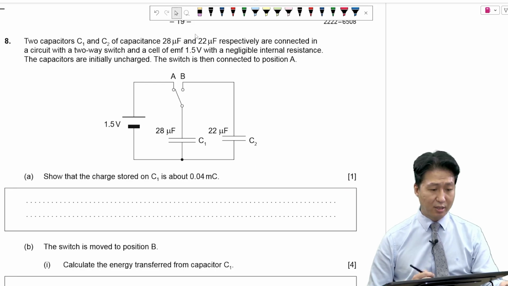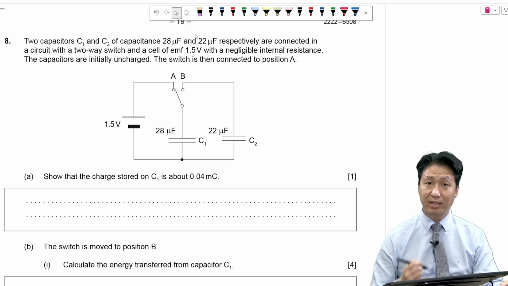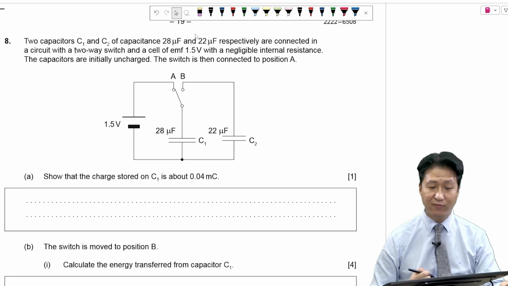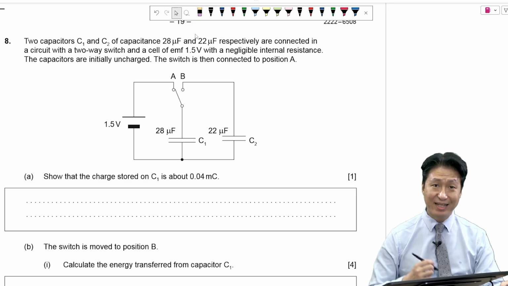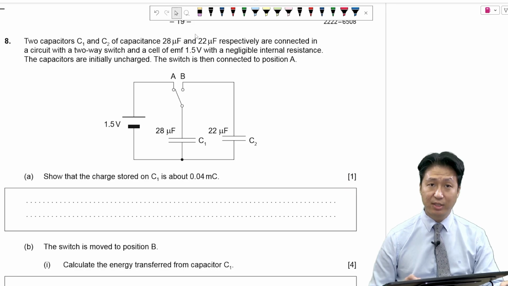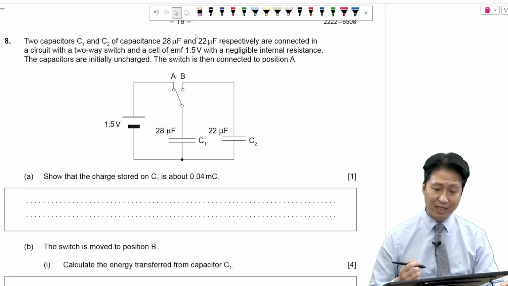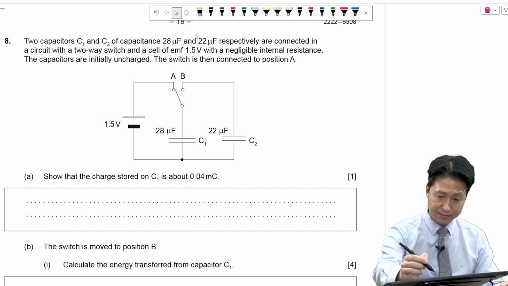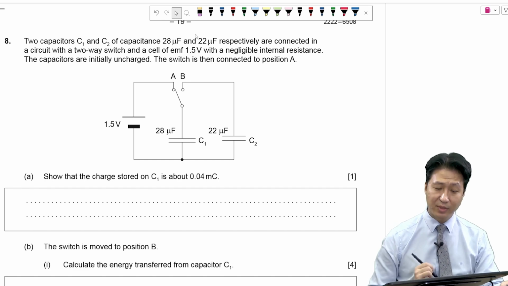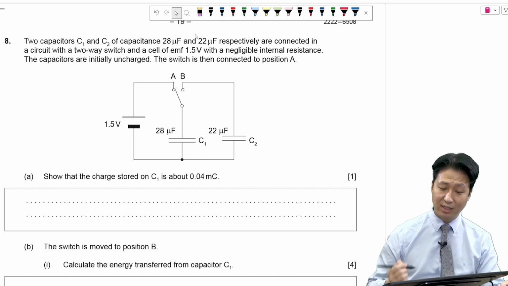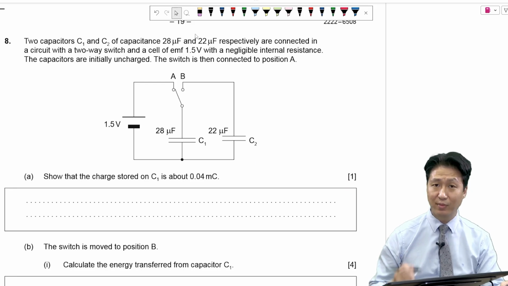Question number 8, it says two capacitors C1 and C2 of capacitance 28 microfarads and 22 microfarads respectively are connected in a circuit with a two-way switch and a cell of 1.5 volts EMF. And it has a negligible internal resistance. The capacitors are initially uncharged. The switch is then connected to a position A. Part A, show that this charge stored in C1 is about 0.4 millicoulombs.